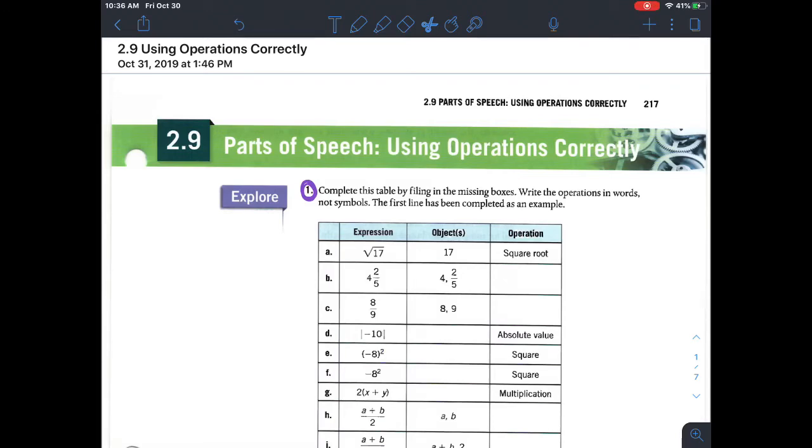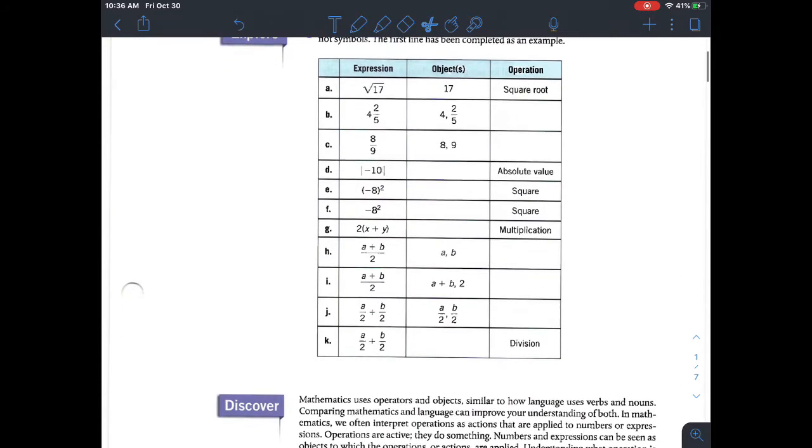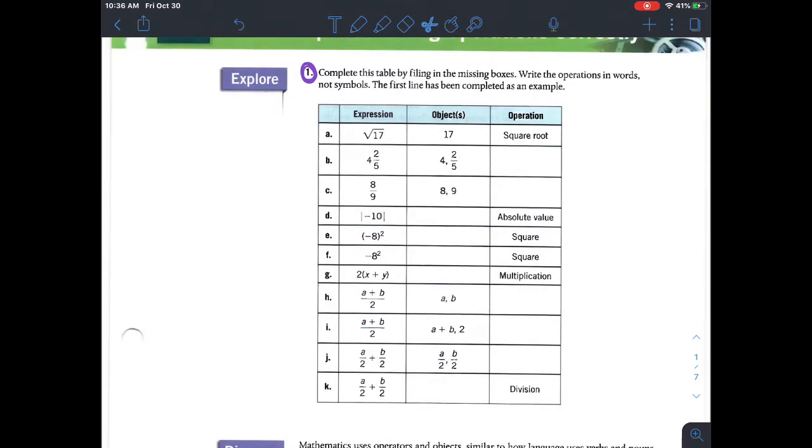So our last assignment or section for this unit, this half unit, we're on 2.9, using operations correctly. So just a couple of problems to do. This first one, we need to complete the table by filling in the mixing boxes. Write the operation in words, not symbols. The first line is just for an example.